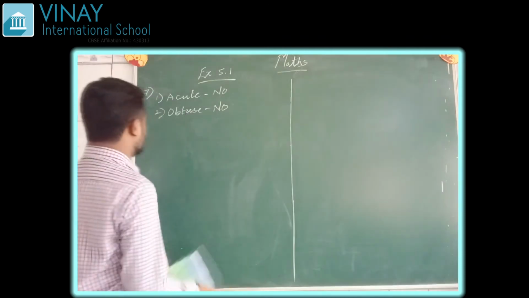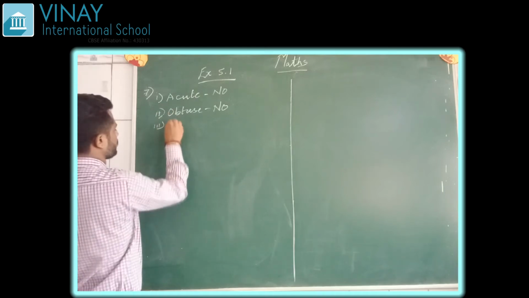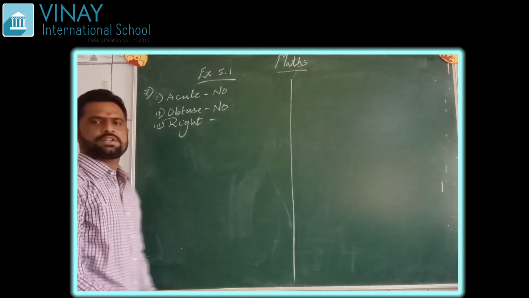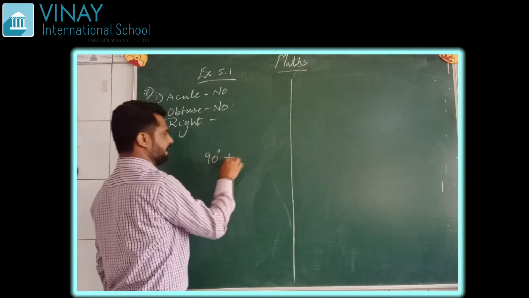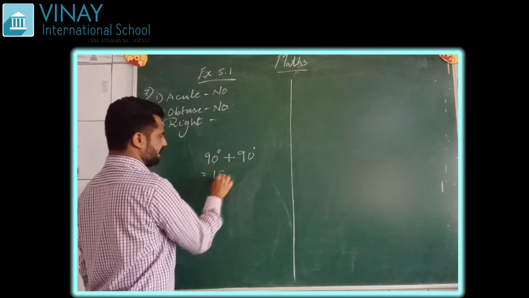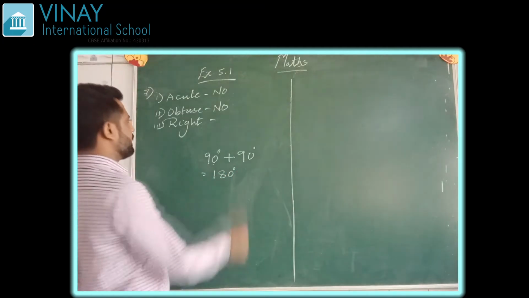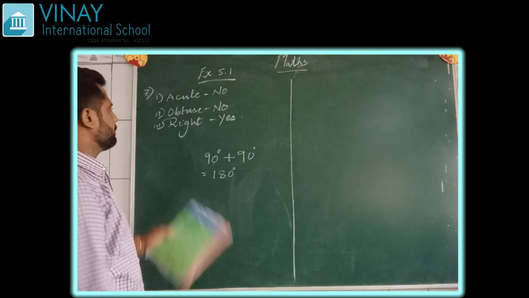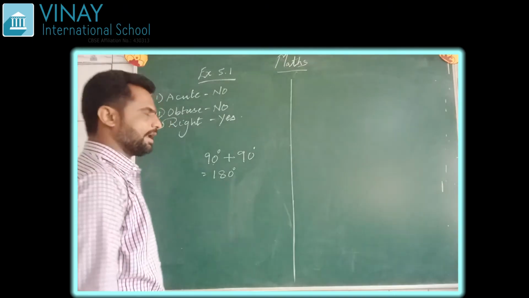And the third one is right angle. Now again, the definition of a right angle is an angle whose measure is exactly 90 degrees. If two angles are right angles, 90 plus 90 is 180 degrees. Yes, it can be supplementary. So we can write yes, if both the angles are right angles, then they are supplementary angles.